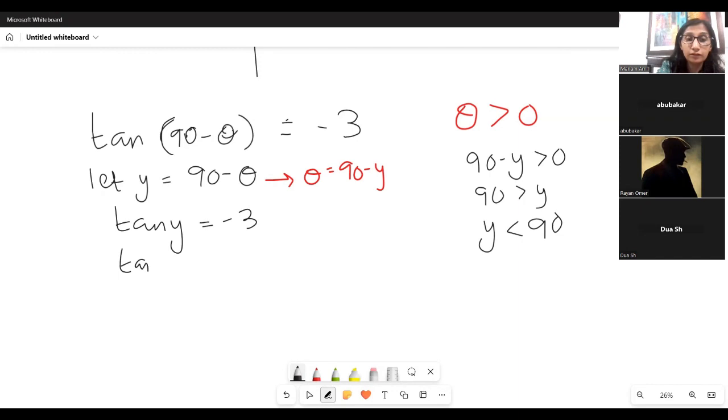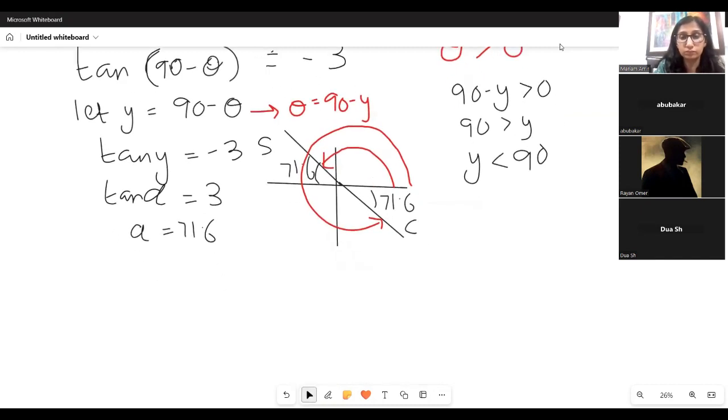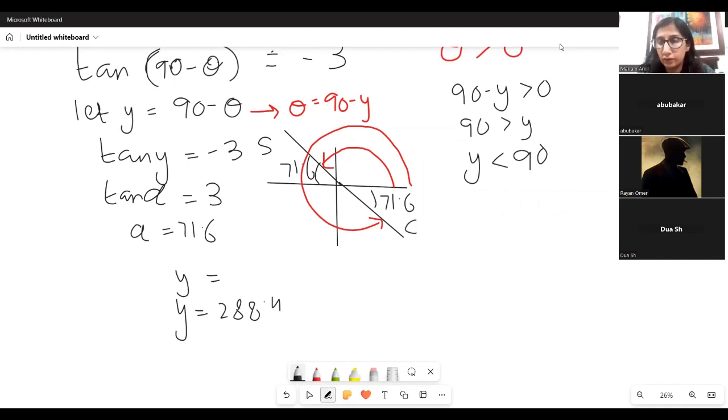So find alpha first. Alpha is the absolute angle, for which you must take a positive value, even if the question says negative. So tan inverse 3 is 71.6 after rounding. Tan is negative in the second quadrant and the fourth quadrant. So we have 71.6 here and 71.6 here, and the two angles would be this angle and this angle. One of these is 288.4. What about the other one? It's 180 minus 71.6, which is 108.4.